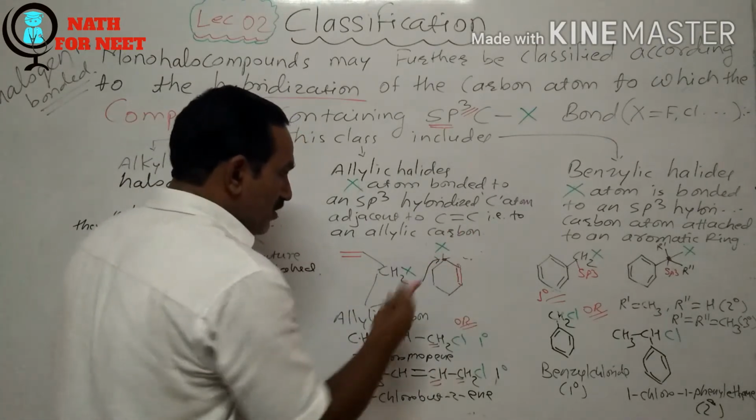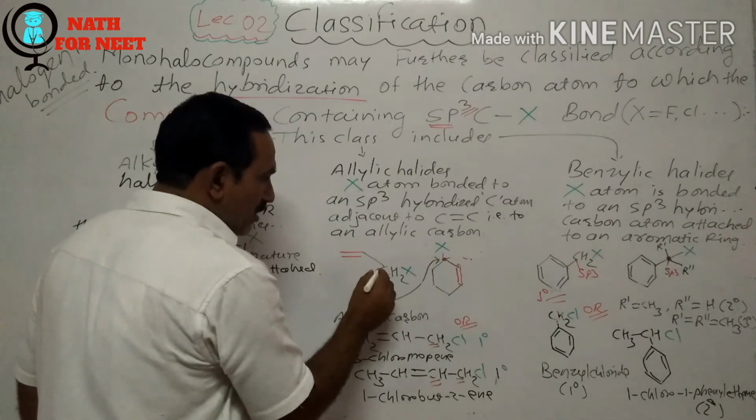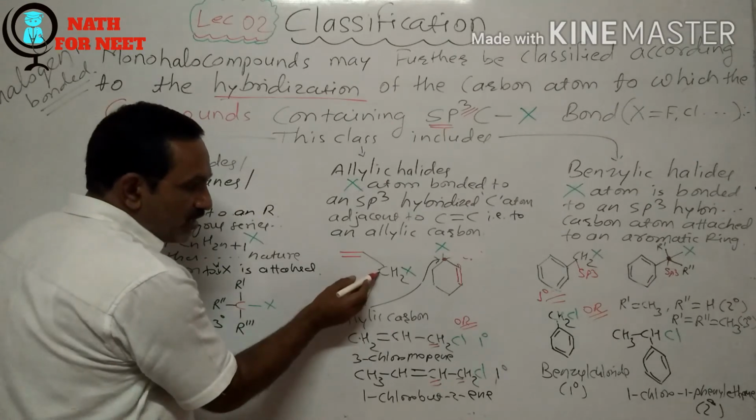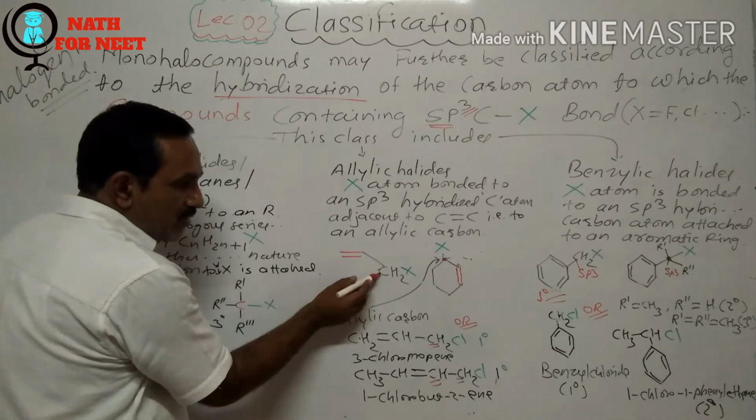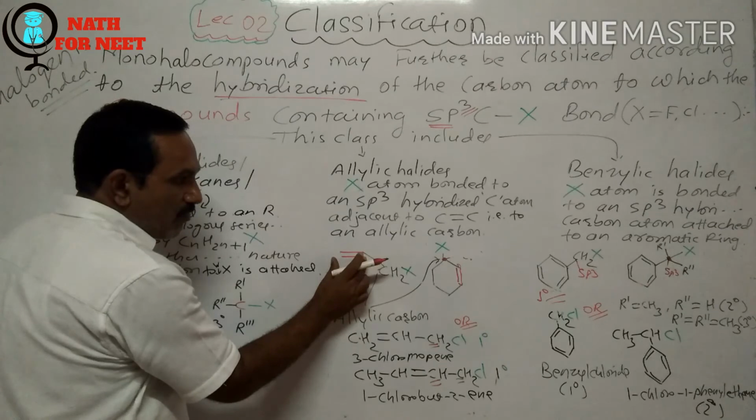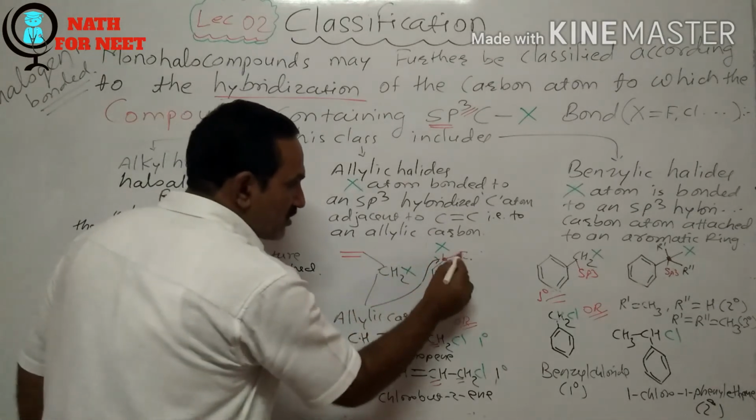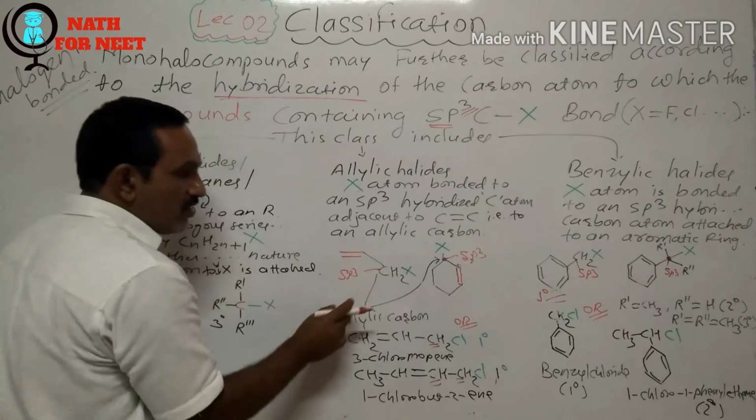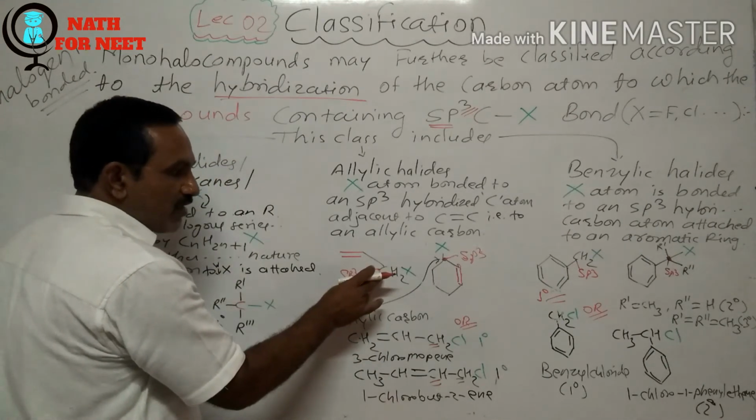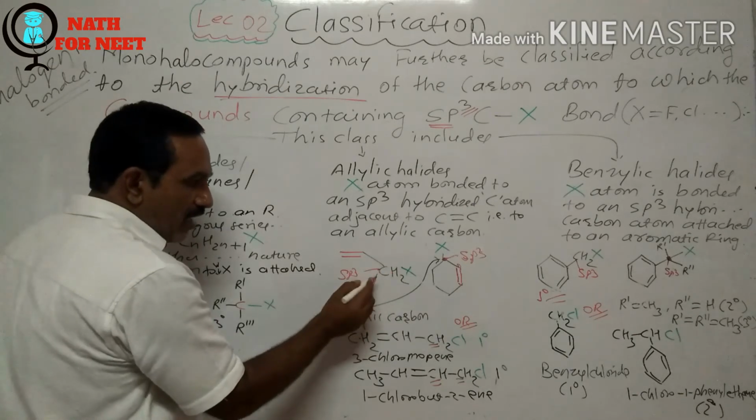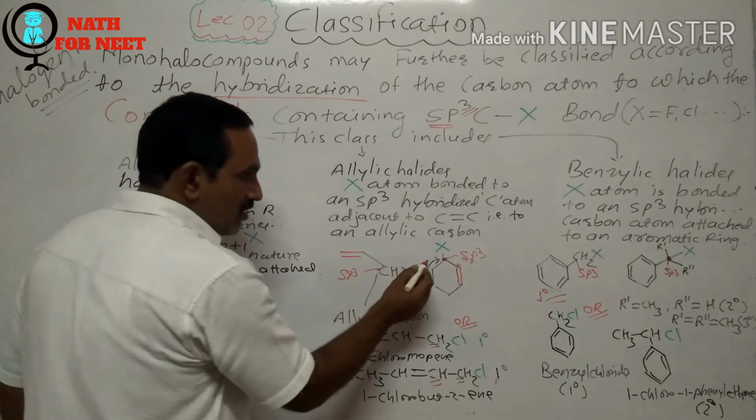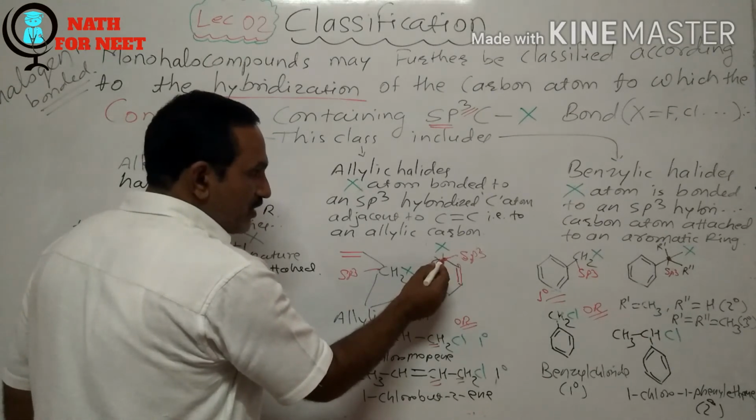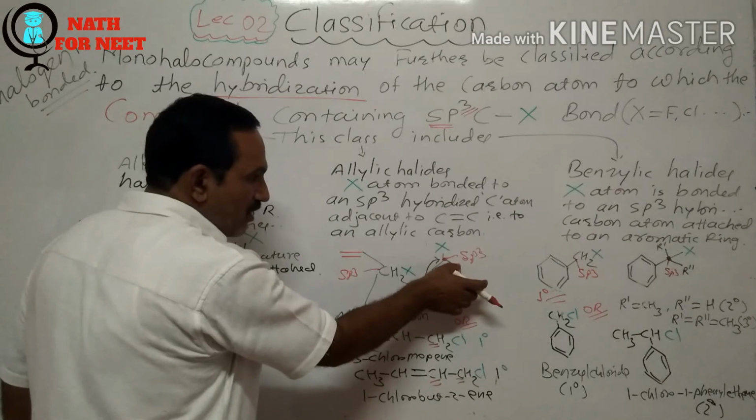This carbon is sp3 hybridized. This is also an sp3 hybridized carbon, adjacent to the carbon-carbon double bond. Here also this is sp3 hybridized. This is also an sp3 hybridized carbon, and this sp3 hybridized carbon is an allylic carbon. This one is the allylic carbon. This is also the allylic carbon, and this is an sp3 hybridized carbon adjacent to the carbon-carbon double bond.